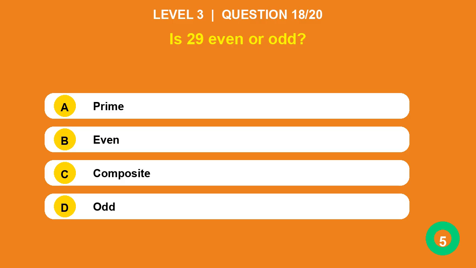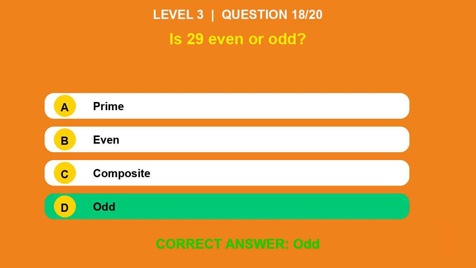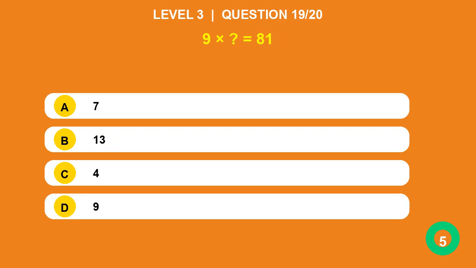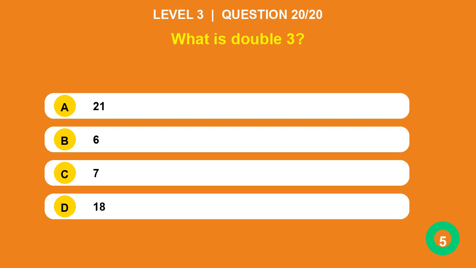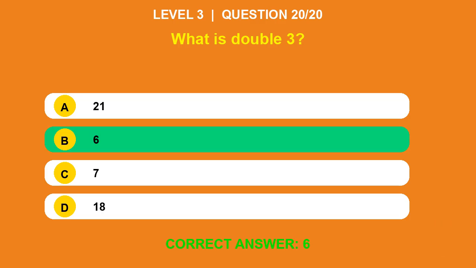Is 29 even or odd? Answer is odd. 9 times what equals 81? Answer is 9. What is double 3? Answer is 6.